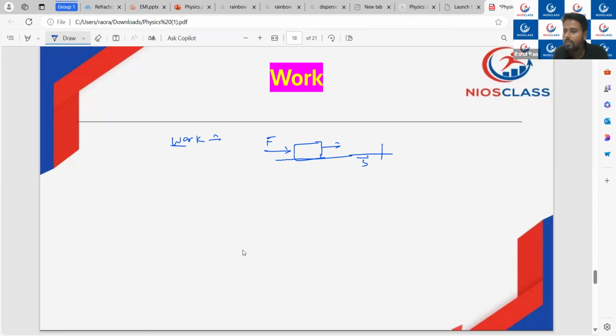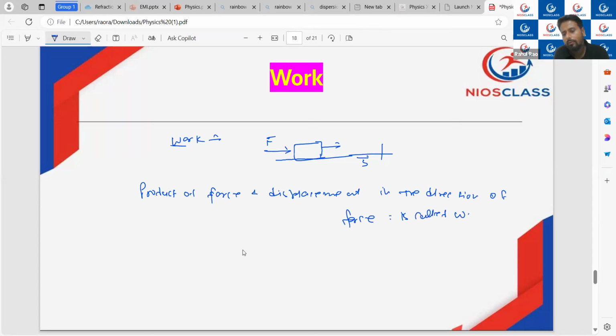So the product of force and displacement in the direction of force is called work. Work is F dot S. Force is a vector quantity, displacement is a vector quantity, but work is not a vector quantity. Work is a scalar quantity.